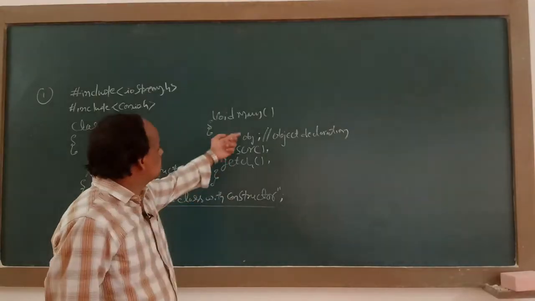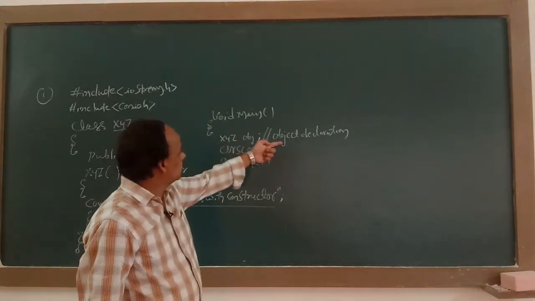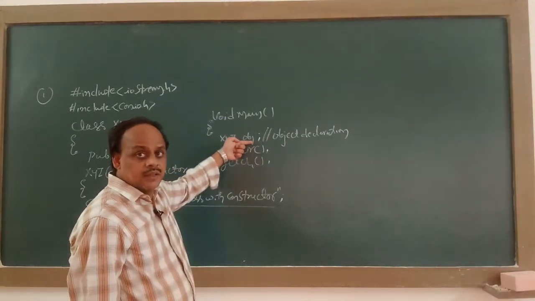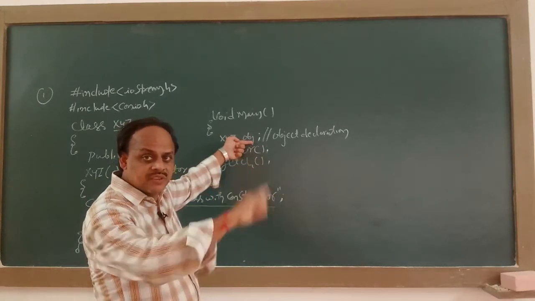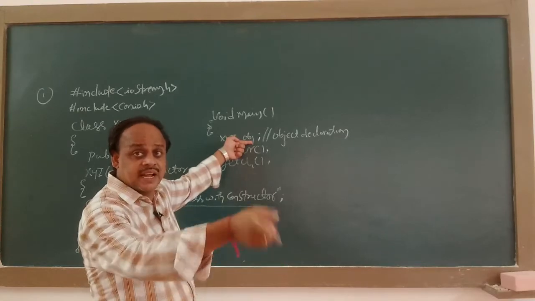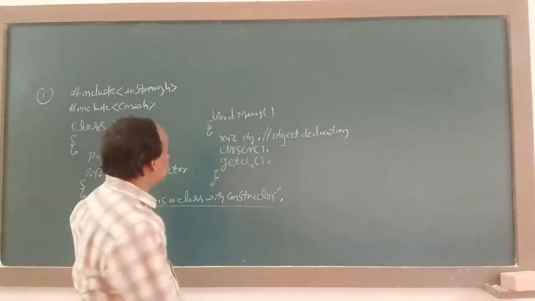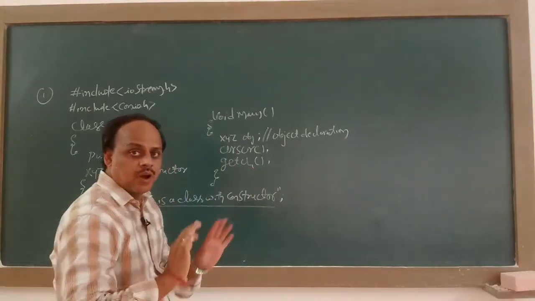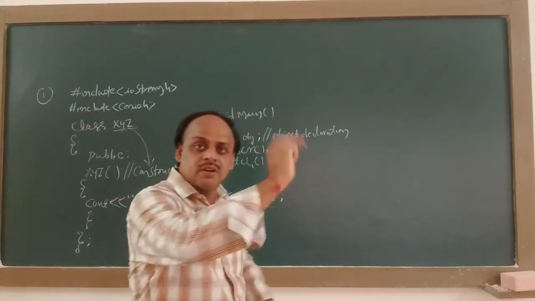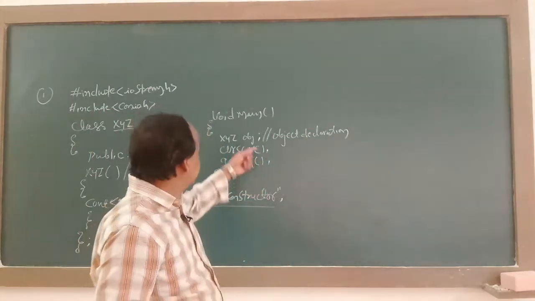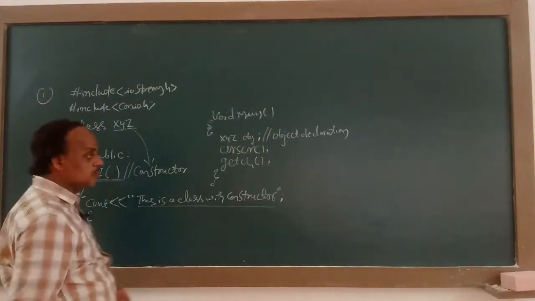So program execution starts from the main function. Next, the object declaration is there, right? What is the definition of a constructor? A constructor is a special member function of a class which is declared in the public section and it is automatically executed when an object is declared. So here the object is declared, right? I am not calling this constructor using object dot xyz. I just declared the object, and then this constructor is automatically executed.